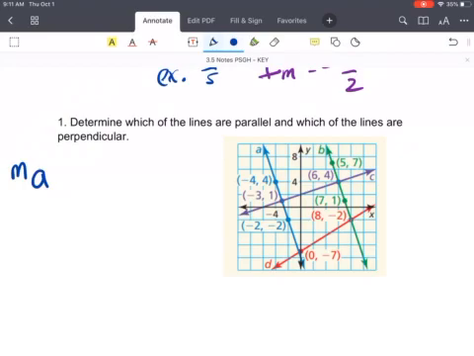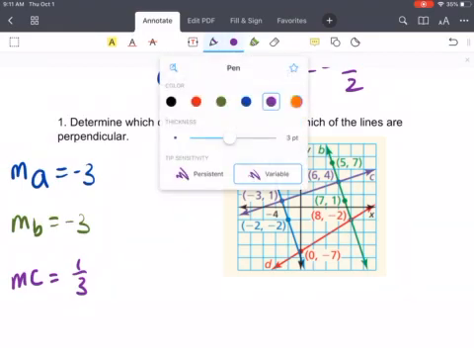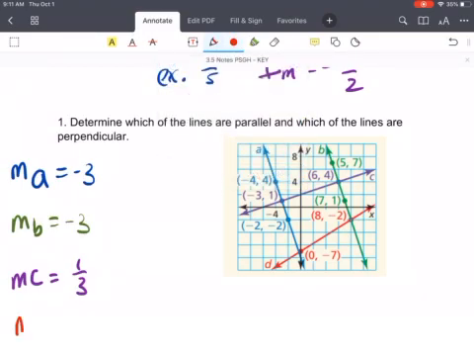points for the blue line, line A, I get that the slope is -3. When I do it for the green line, line B, the slope of line B is -3. When I do it for the purple line, which is line C, the slope of C is 1/3. And then when I do it for the red line, which is the D line, the slope of D is 5/8.